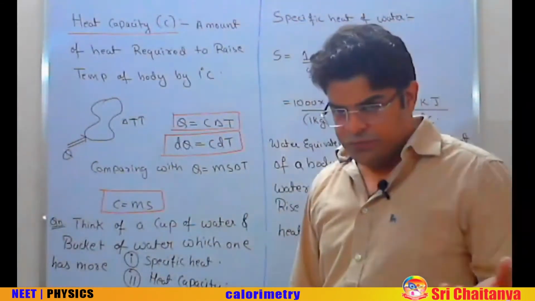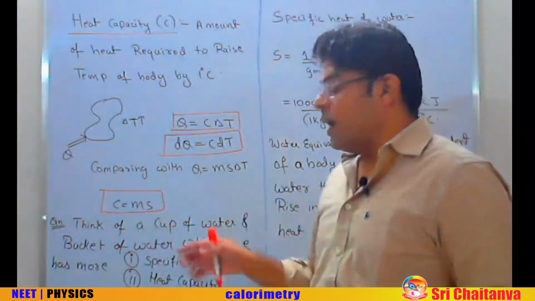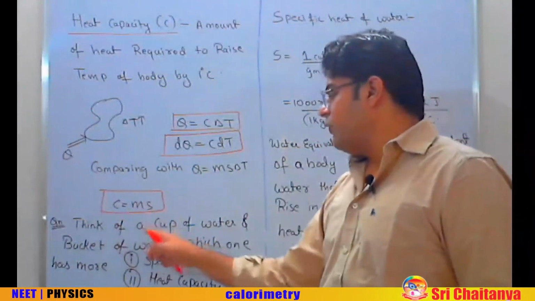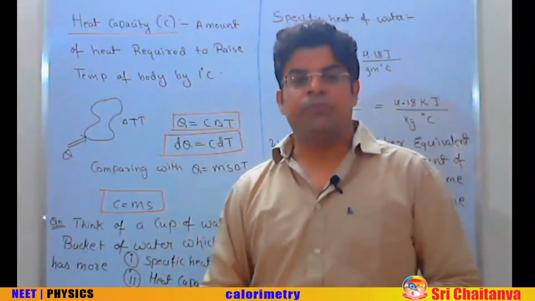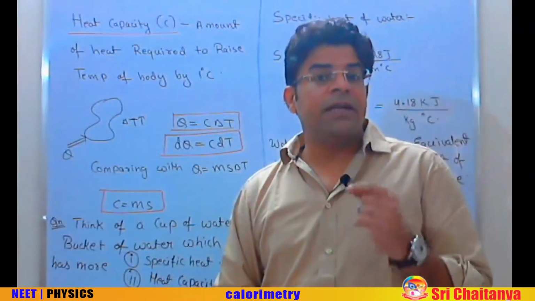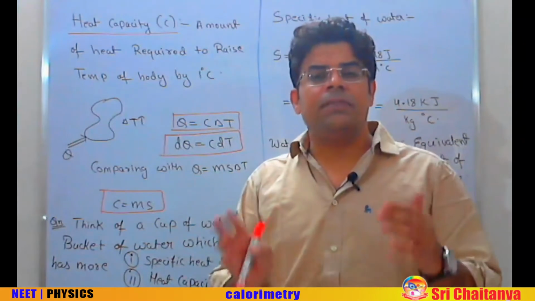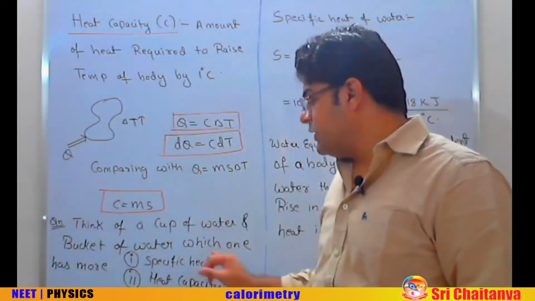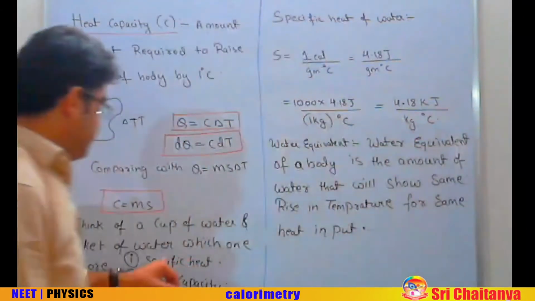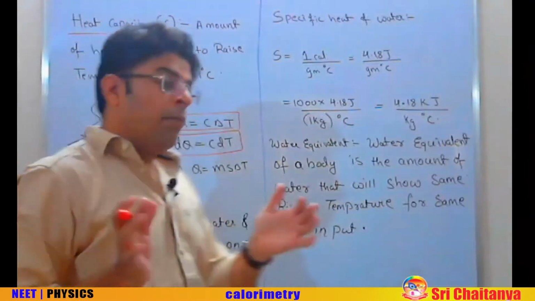So now here a question, simple question. Think of a cup of water and a bucket of water. Which one has got more specific heat? Answer is specific heat is an intrinsic property, just like density. So it doesn't depend upon the amount of substance you have. So specific heat is the same for both the cup of water as well as the bucket of water.